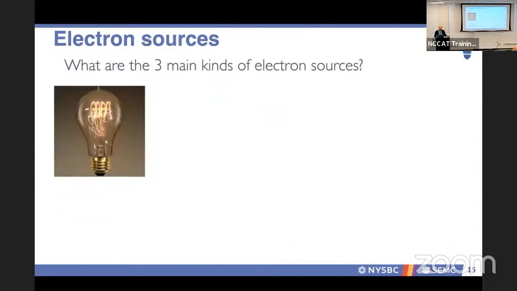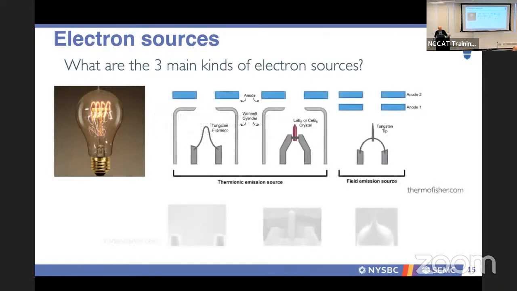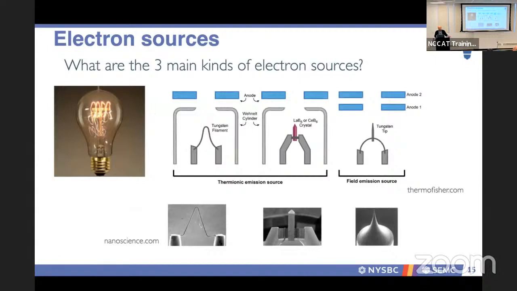We'll start off with electron sources. The 3 main electron sources that you may encounter are filaments, crystals, or field emission guns. Normally, we use tungsten, and the reason why we use tungsten as the main material is that it can heat up to a very high temperature. I forgot what I just showed you, maybe 3,800 Kelvin. So that's quite hot. So if you see below, you can see real images of what a tungsten filament, lanthanum hexaboride or cesium hexaboride crystal looks like, and a field emission gun.